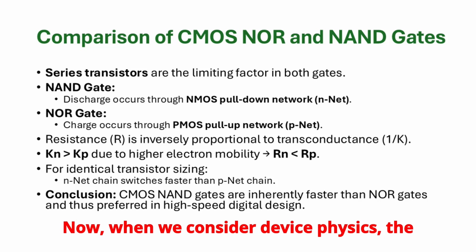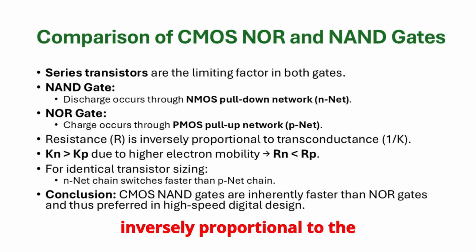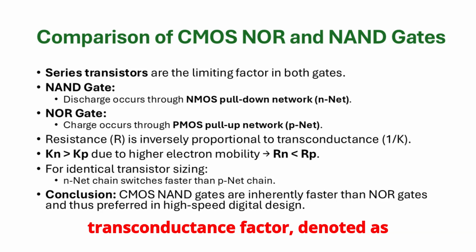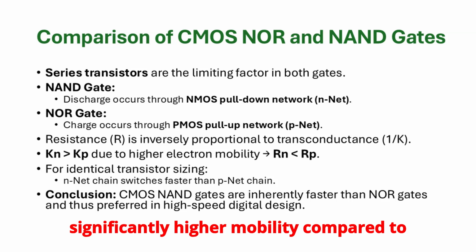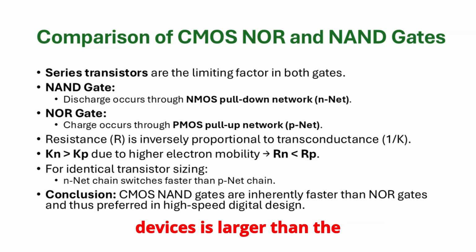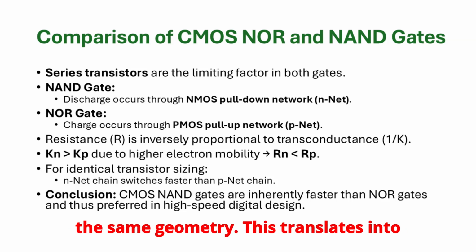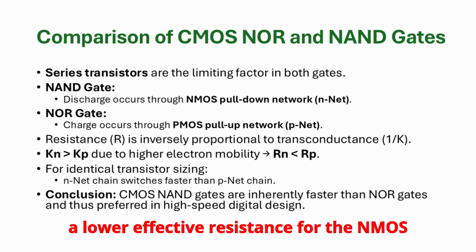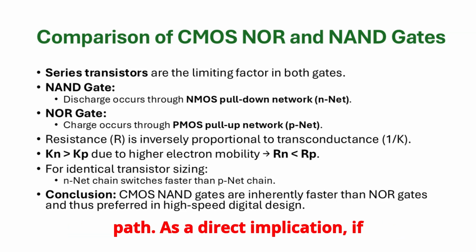Now, when we consider device physics, the resistance of a conduction path is inversely proportional to the transconductance factor, denoted as 1/K. Since electrons have significantly higher mobility compared to holes, the transconductance Kn of NMOS devices is larger than the transconductance Kp of PMOS devices for the same geometry. This translates into a lower effective resistance for the NMOS pull-down path than for the PMOS pull-up path.